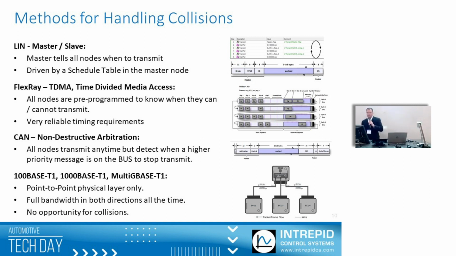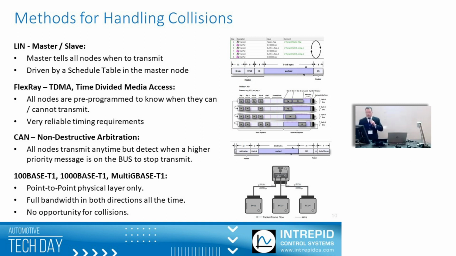CAN is non-destructive arbitration. I described that already, where if two or more nodes want to transmit on a network, the arbitration ID decides which one makes it out on the network non-destructively. The lower the number, the higher the priority. So 0 in CAN is the highest priority message.